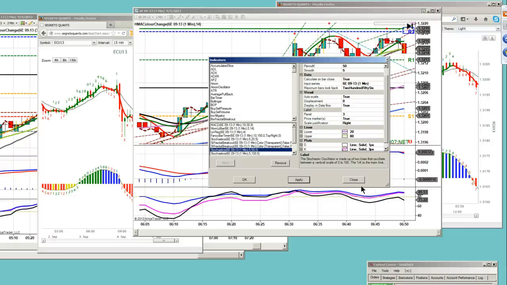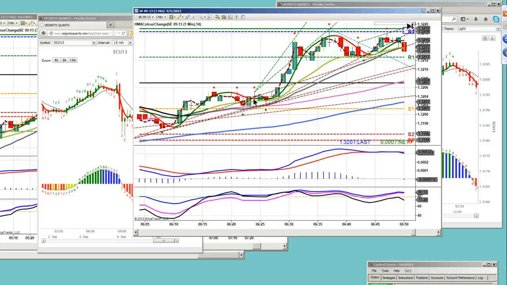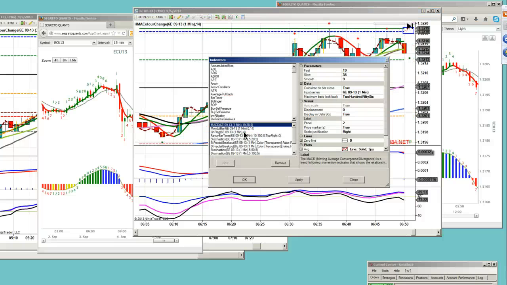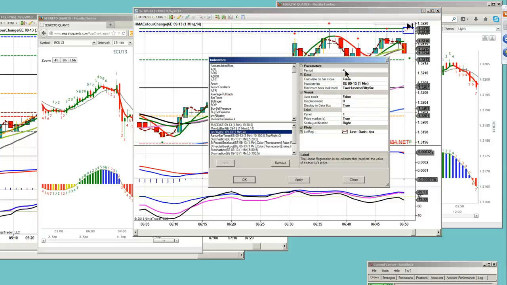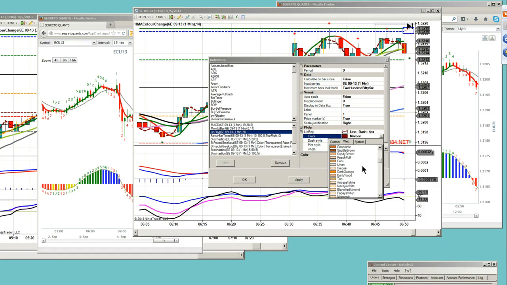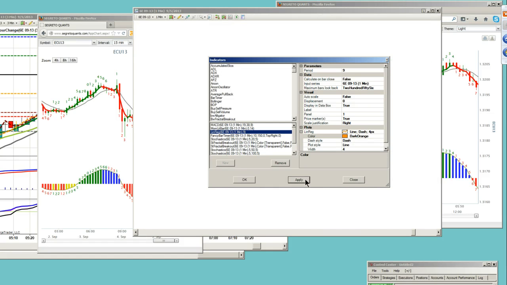Oops, took the wrong one off. Sorry. How did I do that? Let's just change this to the 9. So my chart will look something like this for trend trading.